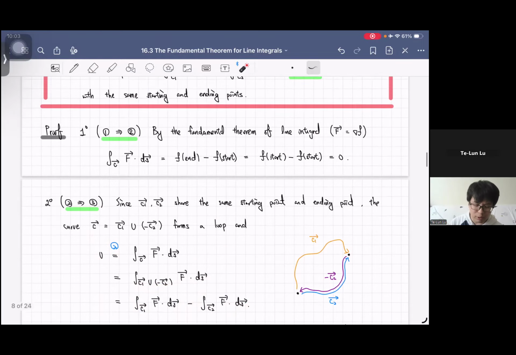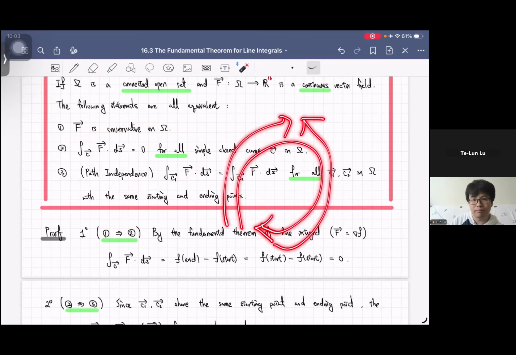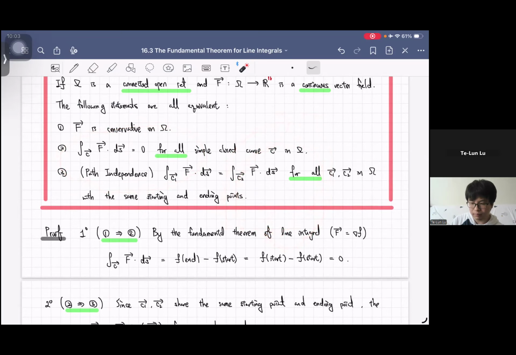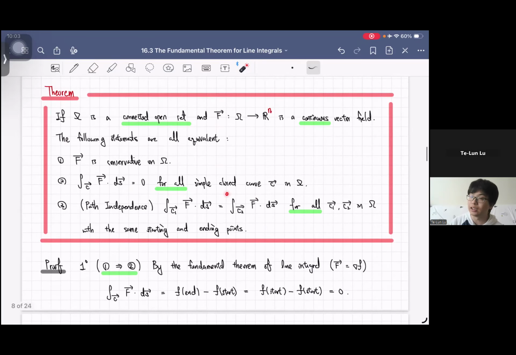So actually the equivalence between 2 and 3 is very obvious, because if you have a 0 integration over a curve, then obviously this and this integral have to be the same. And conversely, if this and this have to be the same, then you must have integration 0 on the curve, right? On a closed curve, sorry. So I hope this diagram is sufficient for you to understand. Basically, you have path independence whenever you have this closed curve property.